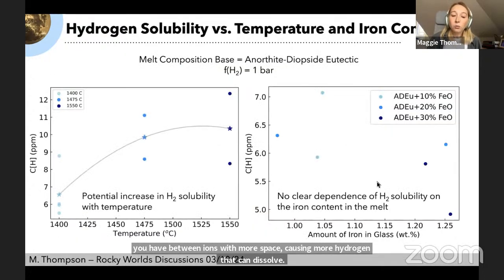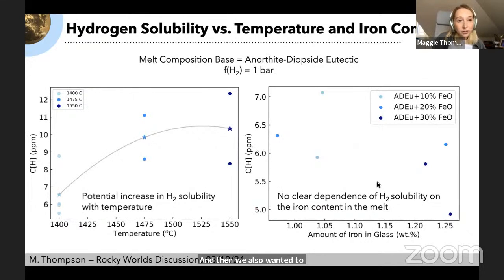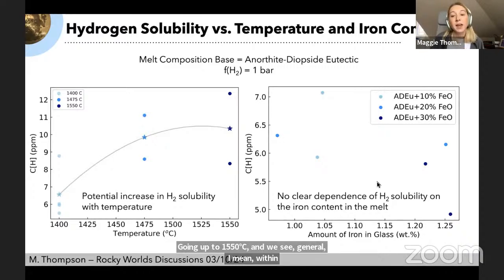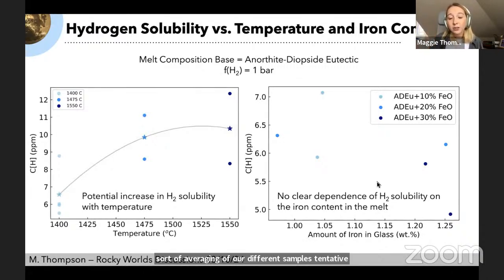And then we also wanted to look at the effect of temperature and also iron content. And so we do see a tentative increase in hydrogen solubility with temperature. That's the figure that I'm showing you on the left. We performed several experiments going up to 1550 degrees Celsius, and we see, within sort of averaging of our different samples, a tentative increase with temperature. However, if you instead look at iron content, we don't really see any clear dependence of iron content influencing the hydrogen solubility.